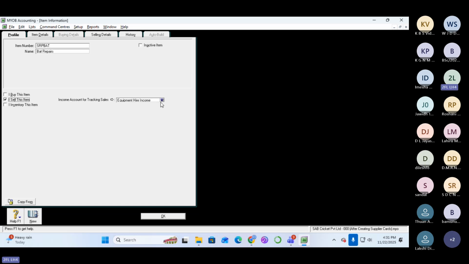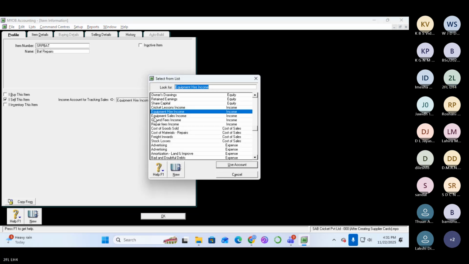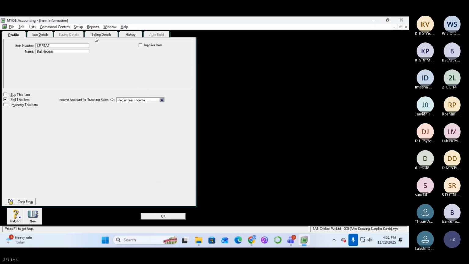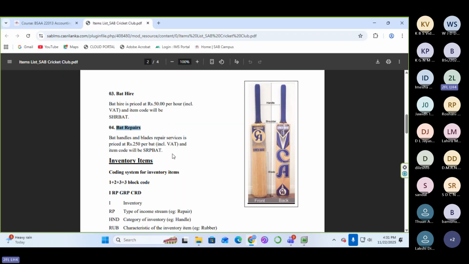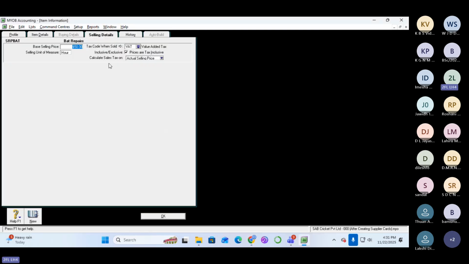I sell this item. Repair fees income. There is an income account called repair fees income, right? So it should go into that income. Selling details. 250 rupees. Is that per hour?